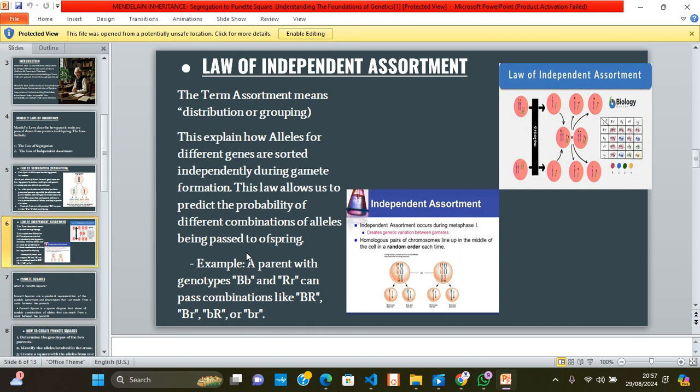selection of various items, selection of various things. Yeah, it is. Thank you for that. Using another word, it is distribution or grouping. Selection is true, but the word in short is grouping or distribution. So for us to understand the key point under the law of independent assortment, the term assortment means distribution or grouping. I want us to read more about that Punnett square very well.